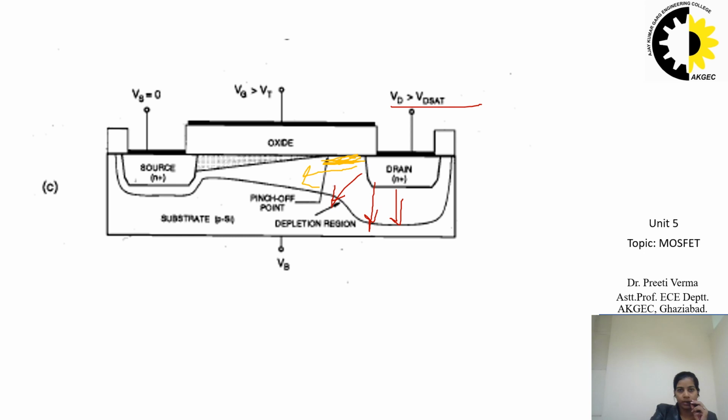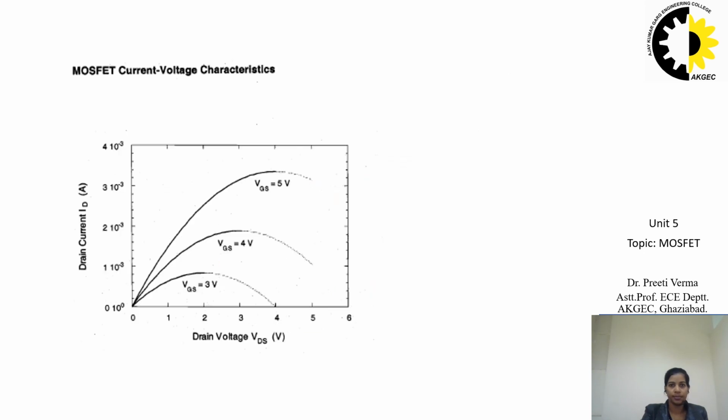The actual length of the channel that was initially between these two regions, which we called length L, has now reduced to this value L dash. This L dash is from here to here, and this effect, the reduction of the channel length when we increase the drain voltage, beyond the saturation voltage is called the channel length modulation.